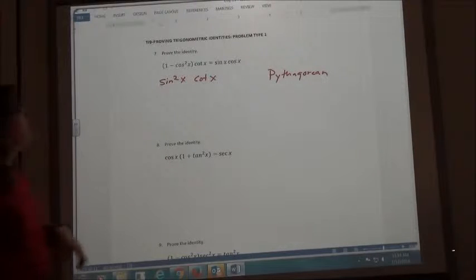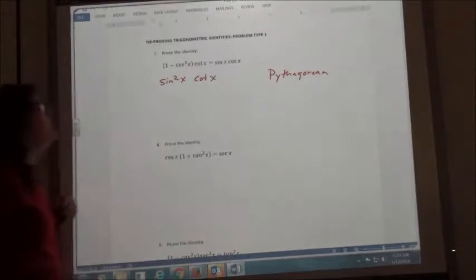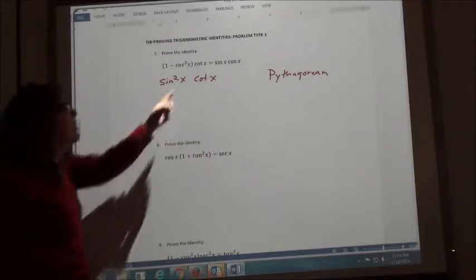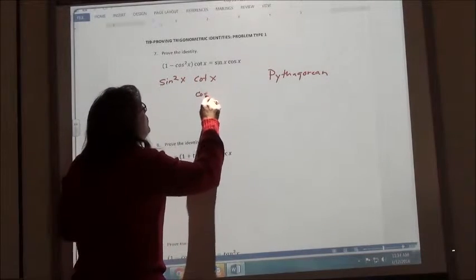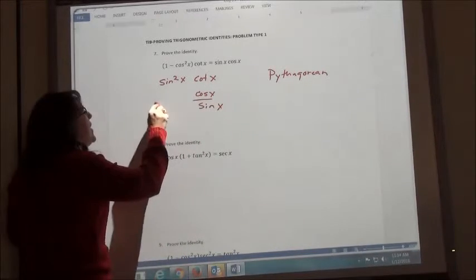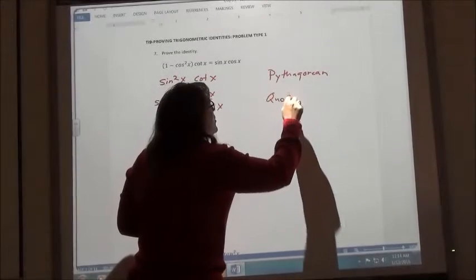The next thing I'm going to do, I'm going to change my cotangent. I want to change it in terms of sine and cosine. I'm going to use my quotient identity. The cotangent of x is equal to the cosine over the sine. So cosine of x over the sine of x. That's one of my quotient identities.